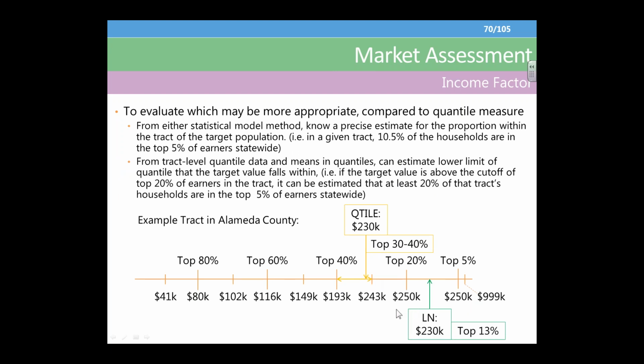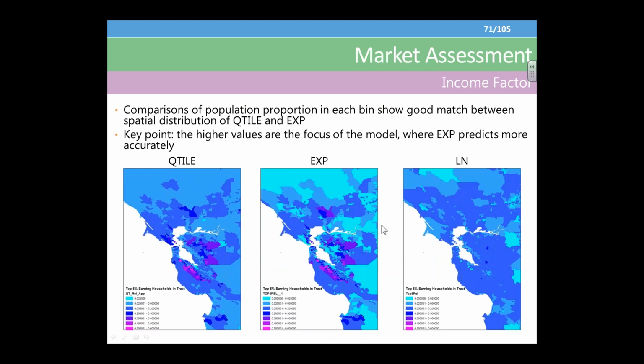If we use our log normal statistical model, we would get that all the way in the top 13%. But if we utilize our exponential model, we get that it's in the top 32%, which is in the range of the original data. And this was pretty much repeatable throughout many tracts in the state. So we did eventually choose to go with this exponential distribution.